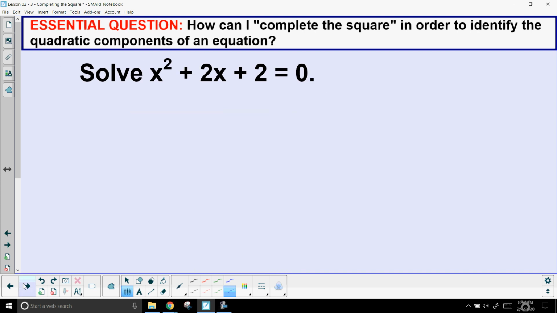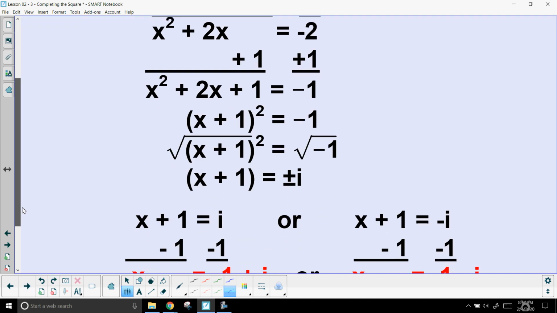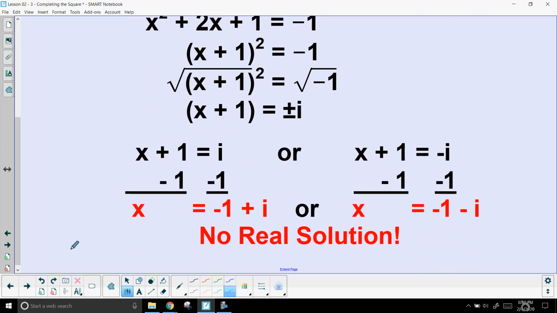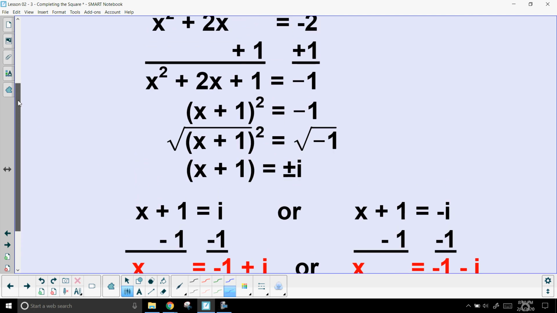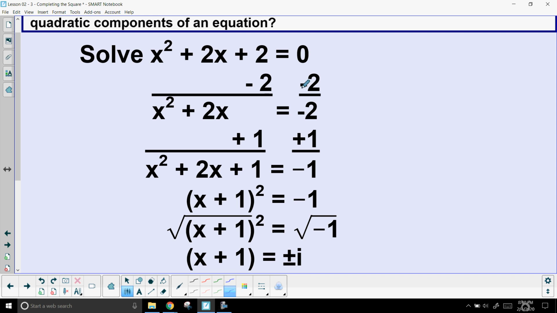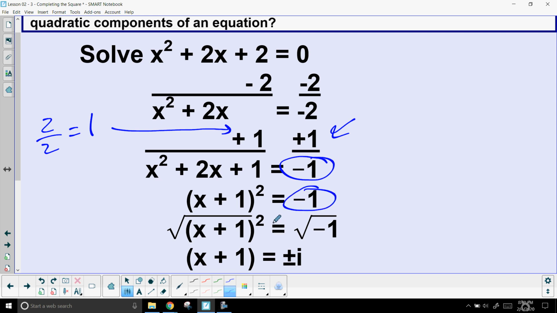This one is going to be imaginary, but remember, it's no real solution, okay? You're still following the same step. Subtract 2, make some space. Half of 2 is 1. What you do to one side, you do the other. So that when we get that negative 1, that's where our problems happen. Because when we take the square root, we cannot do this. No, no, no.